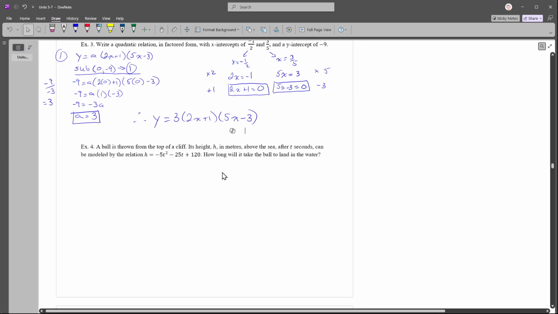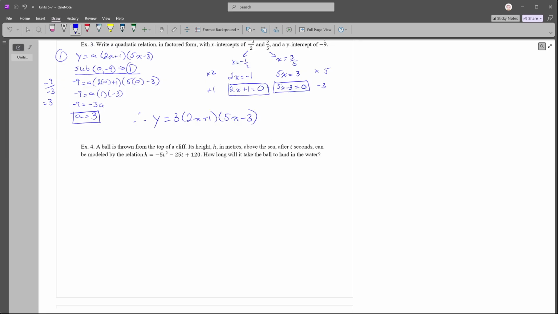Now remember, with word problems, your first step should be drawing a picture the best you can. Okay, so we have a ball thrown from the top of a cliff. So let's imagine that this is our cliff. And it's getting thrown from here. Where's it getting thrown into? Its height is h in meters. So let's assume that our y-axis is our height in meters above the sea.